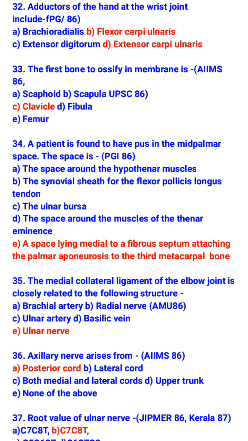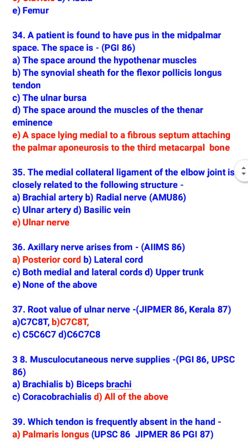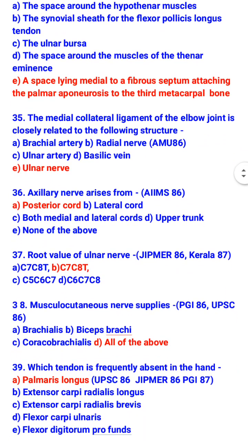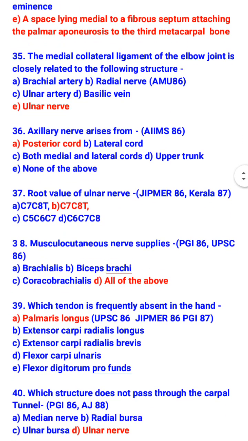The medial collateral ligament of the elbow joint is closely related to the following structure: ulnar nerve. Axillary nerve arises from posterior cord. Root value of ulnar nerve is C7, C8, T1. Musculocutaneous nerve supplies all of the above.